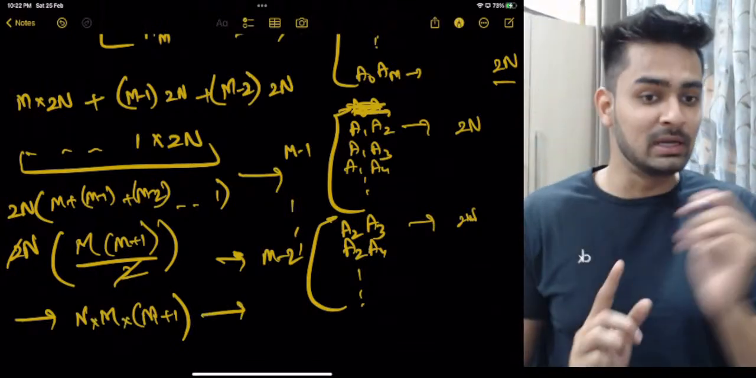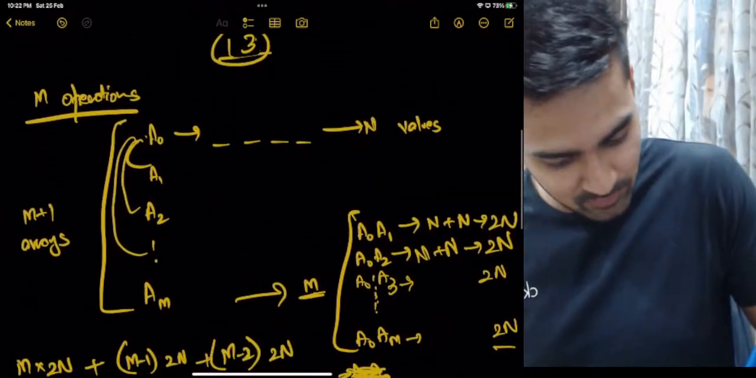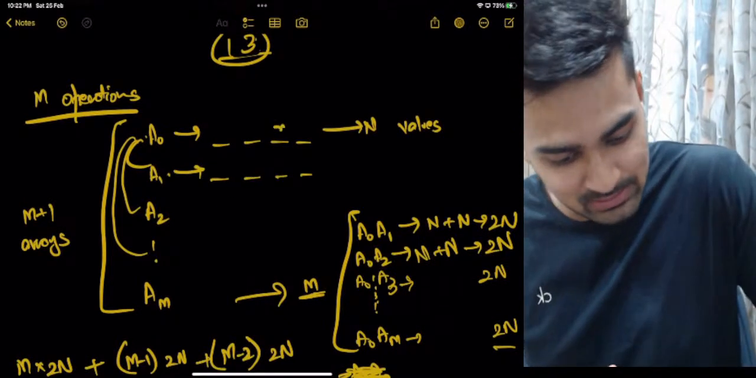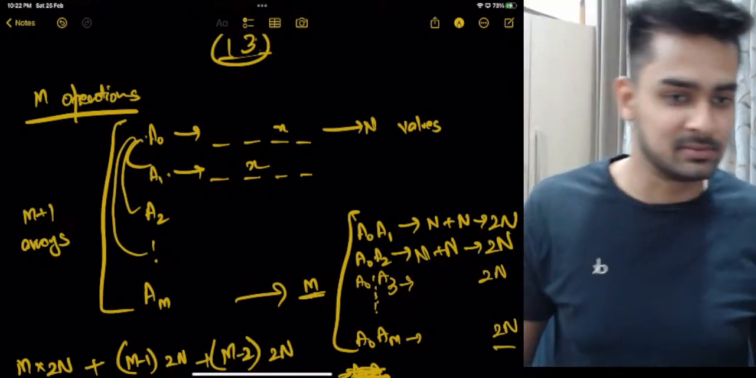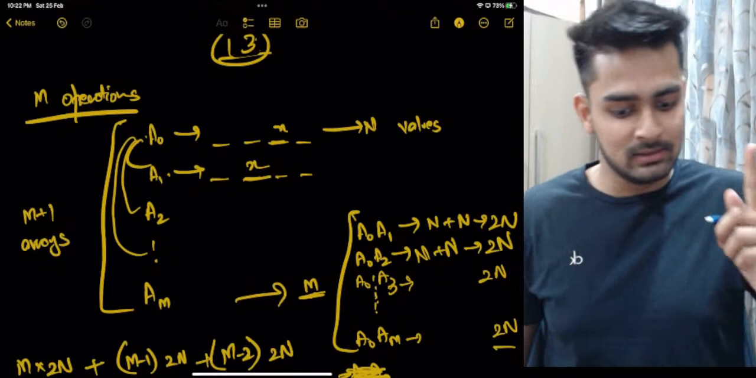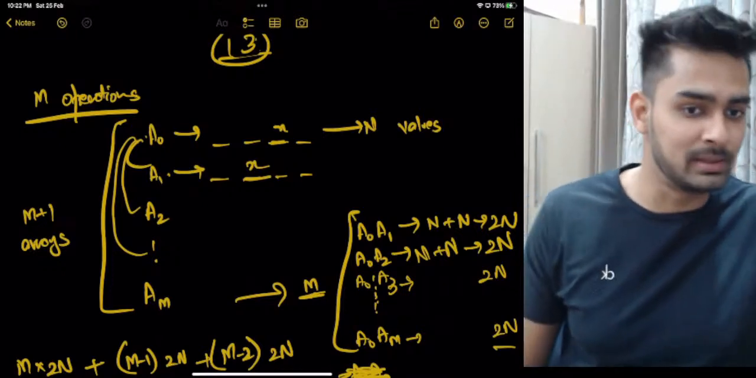But we need to find the distinct values. So let's say you had these two arrays, and there was a value x here and a value x here. If x was present at this place and this place, the number of distinct values will decrease by 1 because x was present at two places.